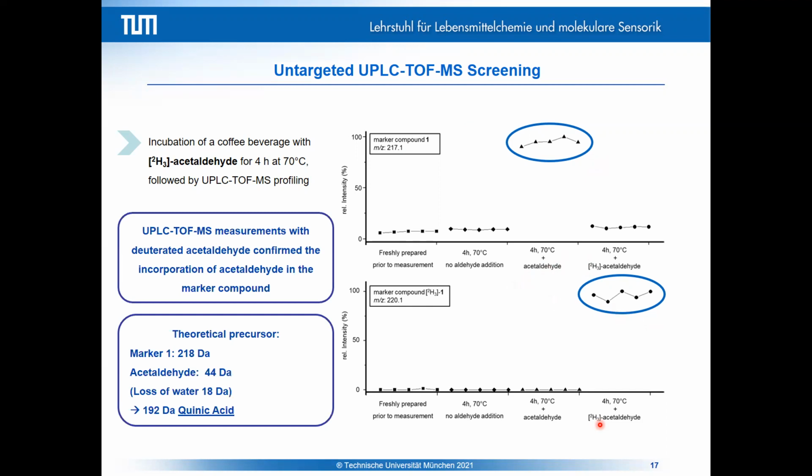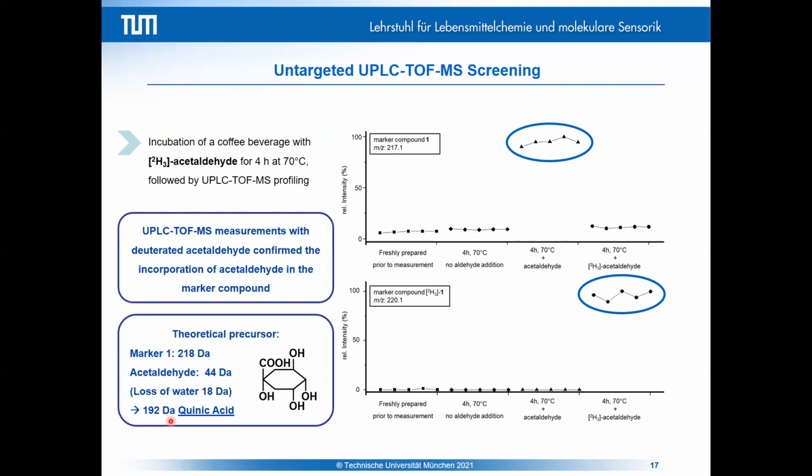And then we made some theoretical assumptions. Our marker molecule has a neutral mass of 218 Dalton, and acetaldehyde has a mass of 44 Dalton. One of the most common reactions is a condensation where a molecule of water is lost. If we perform these theoretical calculations, we end up at a mass of 192 Dalton for our precursor substance. And in the world of coffee chemistry, 192 is very significant for quinic acid, which is the second most abundant organic acid present in coffee.